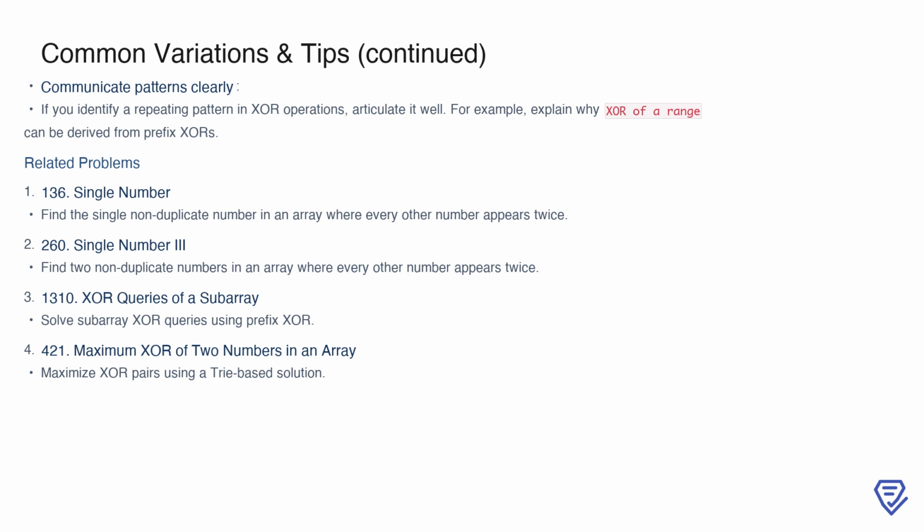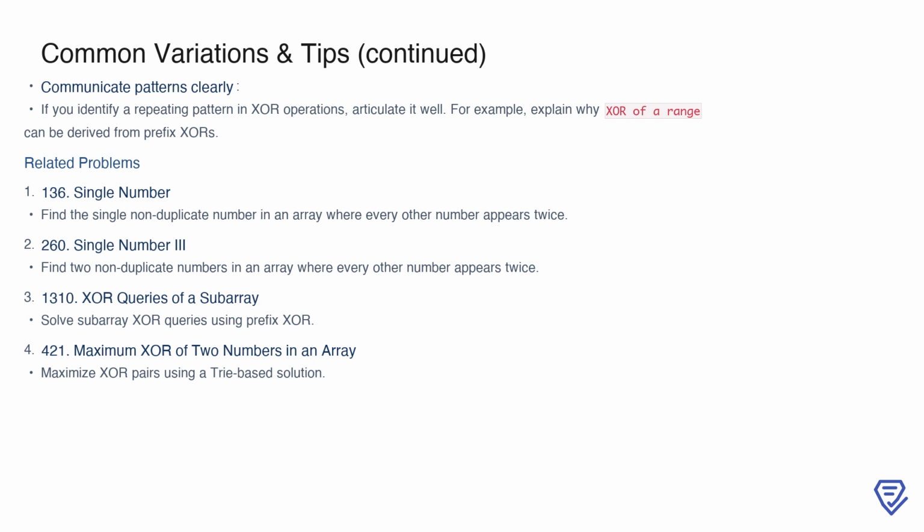Speaking of related problems, XOR concepts appear frequently in LeetCode challenges. For instance, problem 136, Single Number, involves finding the single non-duplicate number in an array where every other number appears twice. Similarly, problem 260, Single Number III, asks you to find two non-duplicate numbers under the same conditions.